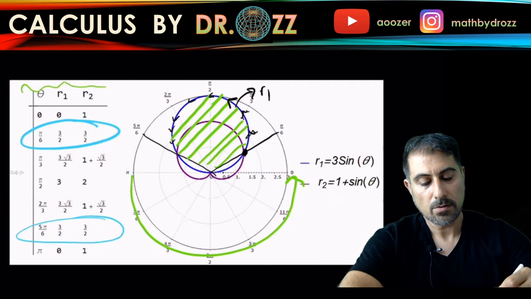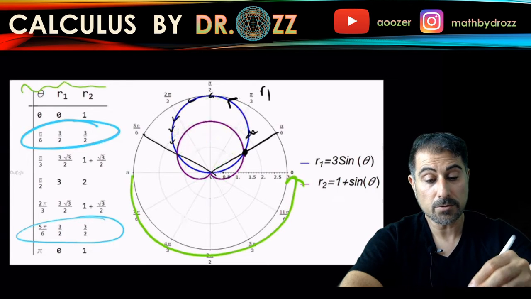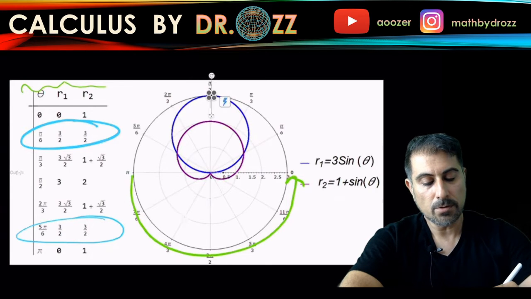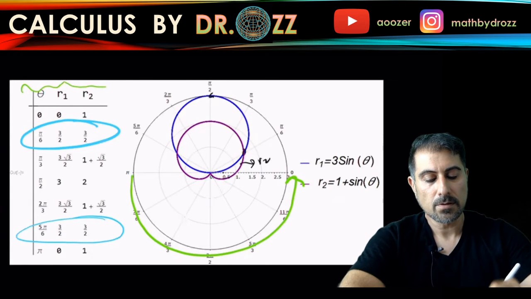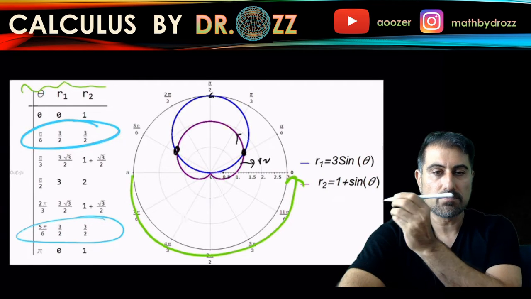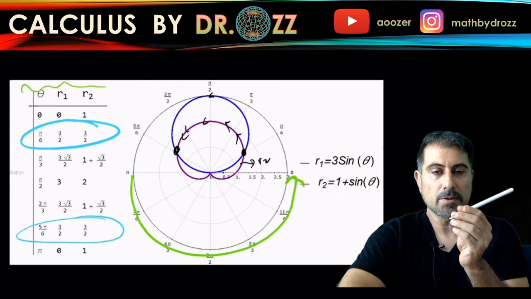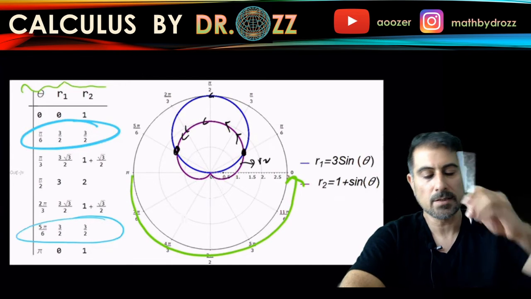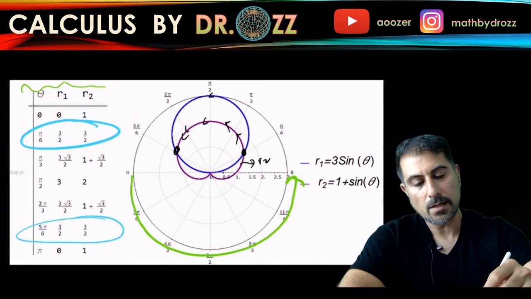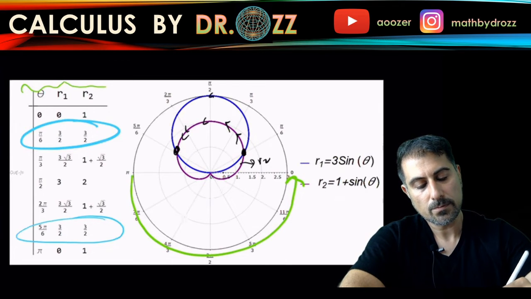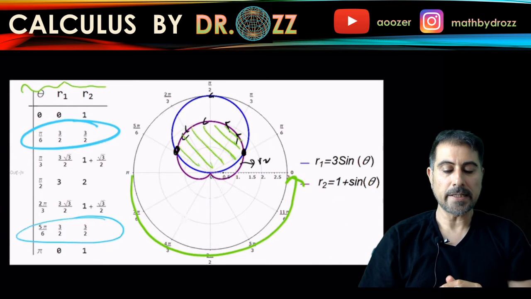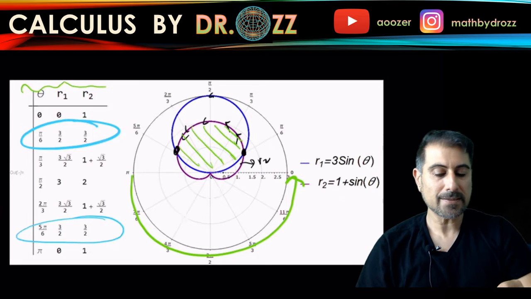Now let's think about R2. R2 is the purple, starting from here, going all the way here. If I rotate my ray starting from pi over 6, going all the way to 5 pi over 6, I'm going to sweep this area now. And the first green area minus the second green area is going to be the area of the crescent here. Okay?